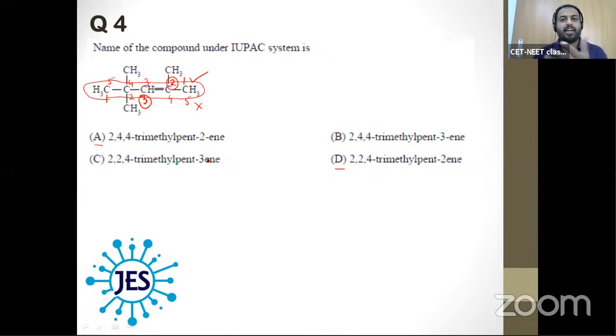Okay, so B and C are wrong, because it's pent-3-ene. Pent-3-ene is not possible. It would violate the lowest locant rule.